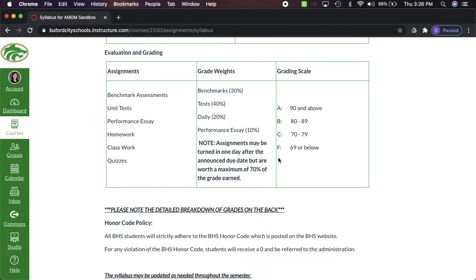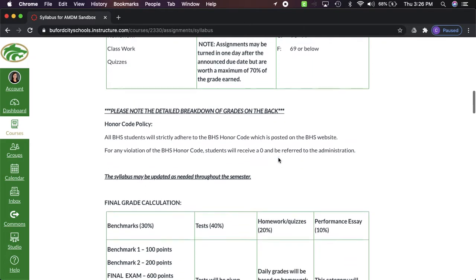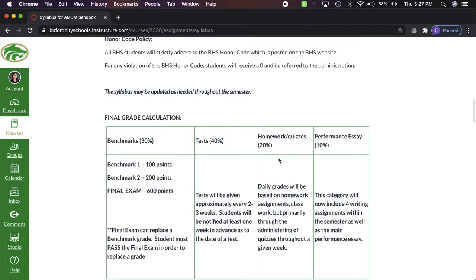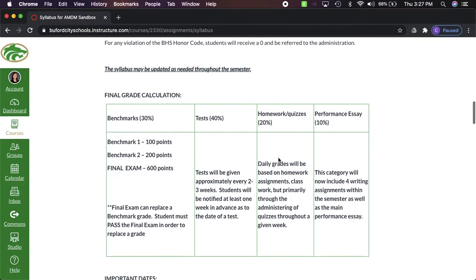Digital learners, remember your benchmarks will be face-to-face. We will email more information as it gets closer. Also, on test days, you need to make sure you are on Canvas during this period so that you can take the test with the rest of the class. We still are honoring the honor code, so if I find out that you are cheating, you can receive a grade of 0 for the assignment and will be referred to the administrators for a referral.